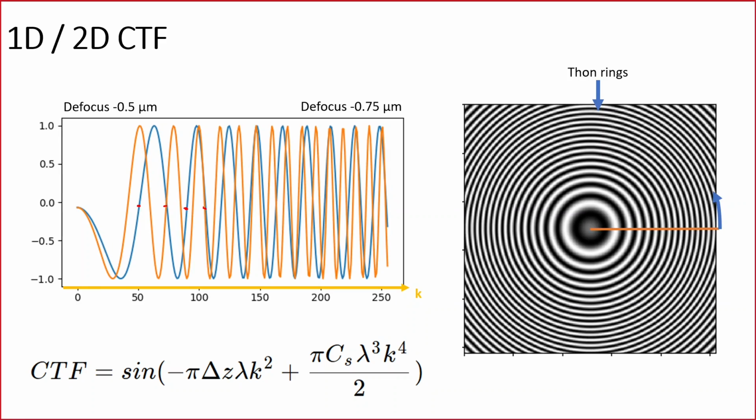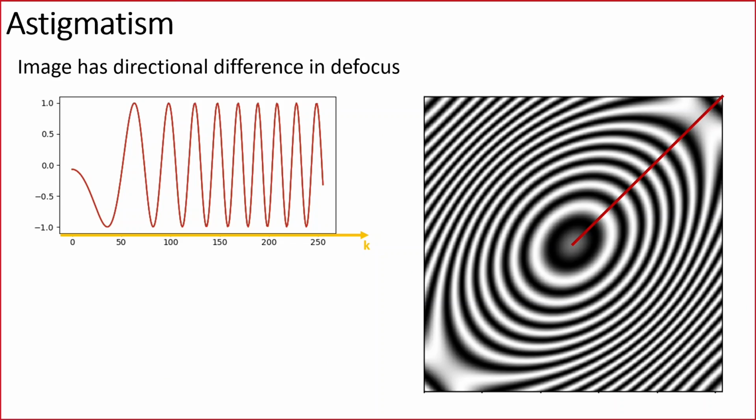We can, of course, have a different defocus, a little bit higher defocus. If we have a higher defocus, then our oscillation is more dense. We can see it also on the 2D function. So we can vary the defoci, and we can simulate contrast transfer functions that will differ in the periodicity.